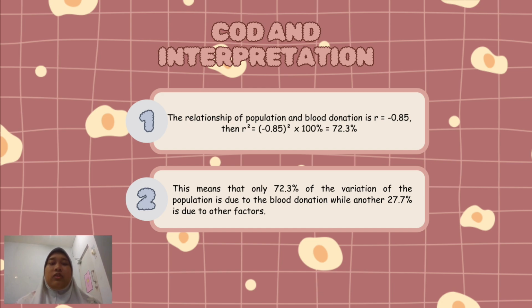In other words, although a large part of the changes in population can be explained by blood donation, the remaining 72.7% of variation is caused by other factors that are not included in this analysis, such as birth and death rates, migration, access to healthcare, or general living conditions. This shows that while there is a strong relationship, it is not perfect, which is common in real data. So the coefficient of determination helps us understand how strong and how reliable that relationship is, based on how much variation is actually explained.